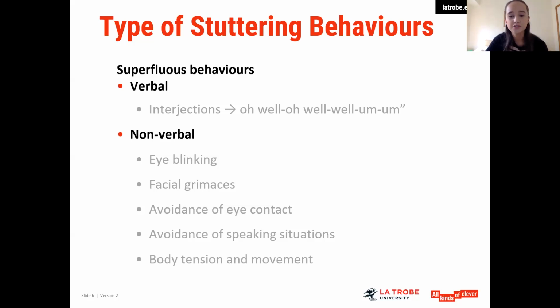Associated nonverbal characteristics often develop when a person who stutters becomes aware of and anxious about their non-fluent speech. These can include eye blinking, facial grimaces, avoidance of eye contact, avoidance of speaking situations, body tension and movement.